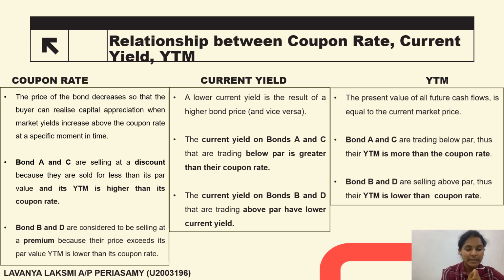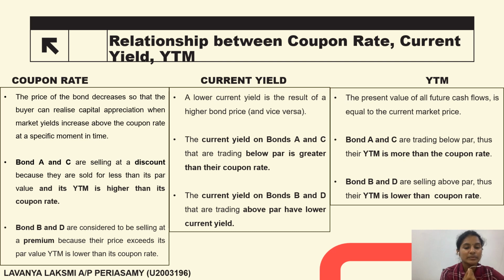As for bond B and bond D, they are considered to be selling at a premium because their price exceeds their par value and their YTM is lower than their coupon rate. For current yield, a lower current yield is the result of a higher bond price and vice versa. In this case, the current yield for bond A and bond C that are trading below par is greater than their coupon rate. The current yield on bond B and bond D that are trading above par is lower. Next is the YTM.